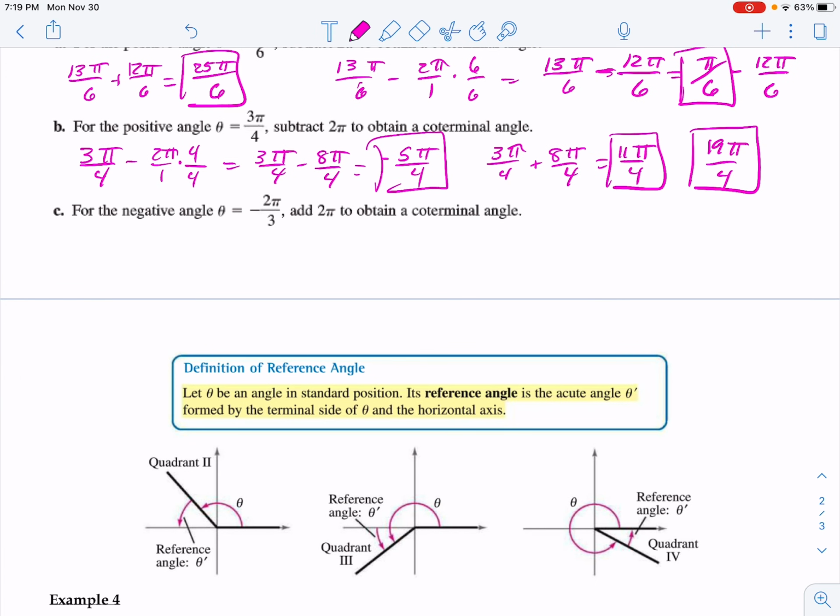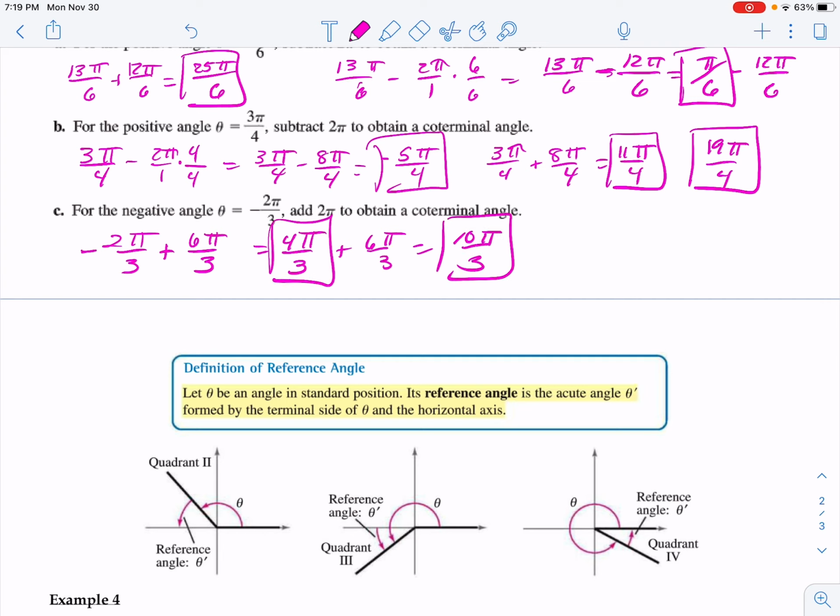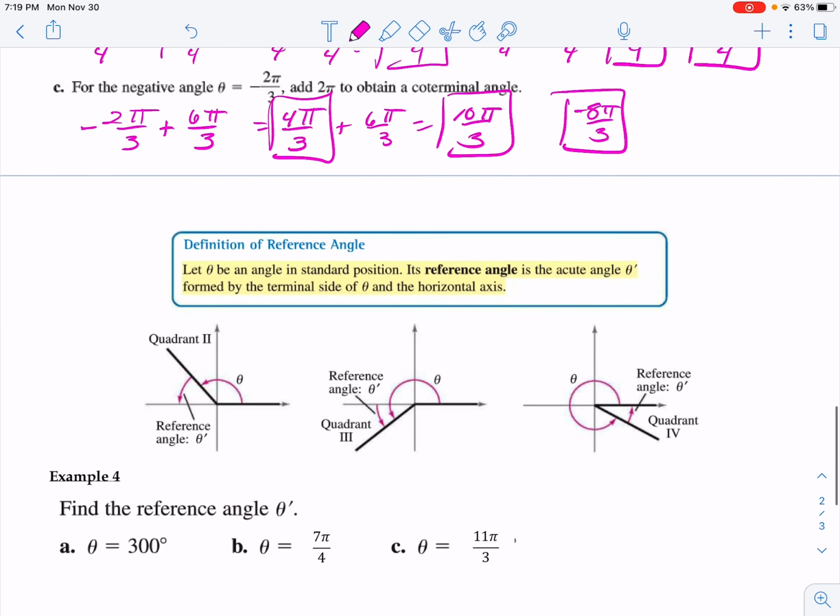I have a negative angle, negative 2 pi over 3, and I add 2 pi, which is 6 pi over 3, and you get 4 pi over 3, and you're going to add 2 pi again, and you get 10 pi over 3. Okay, that one's coterminal, that one's coterminal. Or I could subtract 6 pi over 3 and get negative 8 pi over 3. They're all coterminal. Okay?